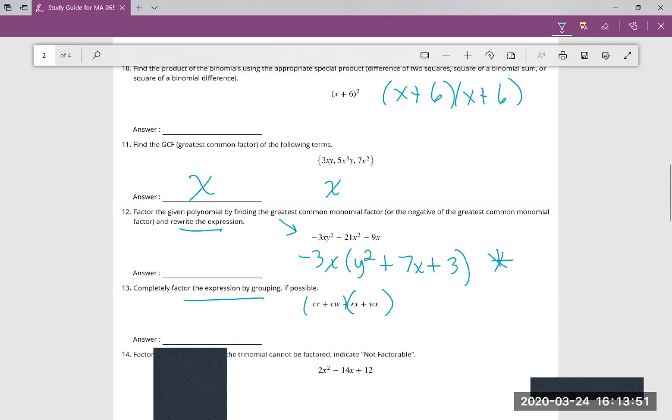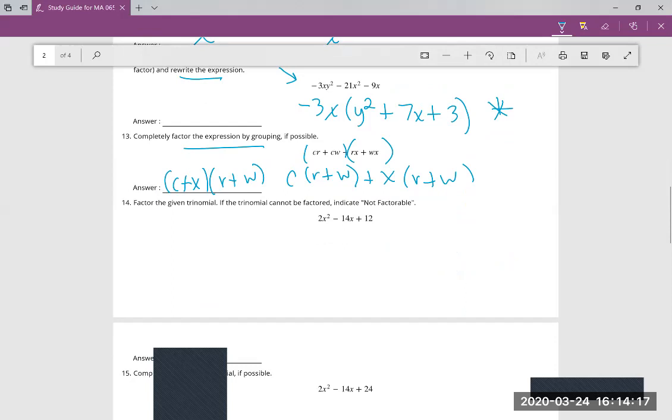Okay, remember how we set up these parentheses? In this first set, we're going to take out a c, and we have an r plus w. In the second one, we're going to take out, looks like an x, and we are left with an r plus w. Notice that inside of the parentheses, it's the same. So when we write our final answer using grouping, we have c plus x and r plus w. So far, so good, right?